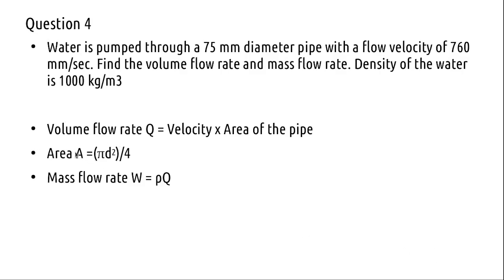Just calculate the volume flow rate and mass flow rate. The density is given, the diameter of the pipe is given. So from this you can calculate the area. Okay, D is the diameter. So convert into SI units, because this is in SI units. Okay, so convert into meters. Same, the flow velocity also you have to convert.